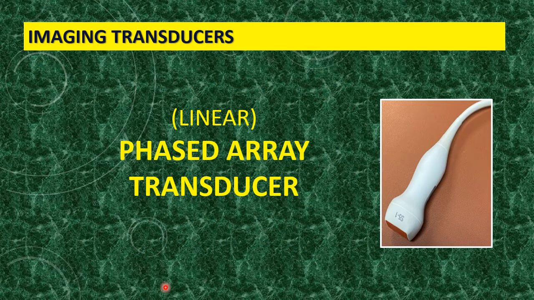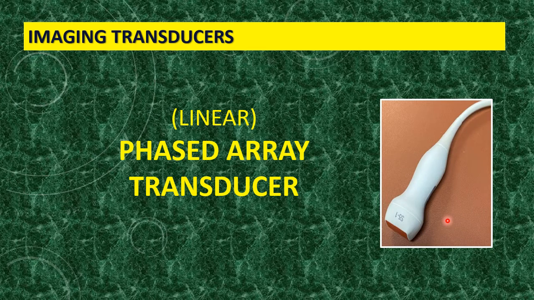So this is the phased array, and many people call it the small probe. This is the echo probe. This is the one that is used for scanning echocardiography. One small probe, okay? And this is called the phased array transducer.